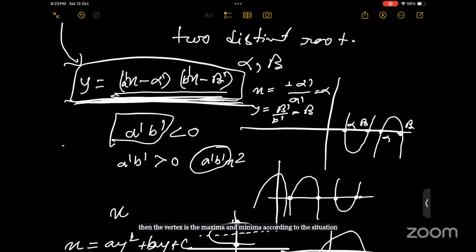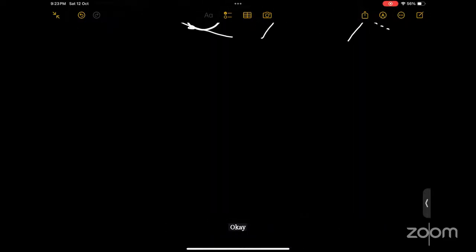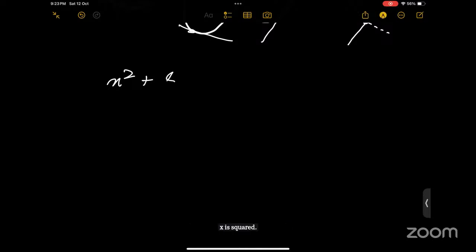If you have a parabola and you are asked to calculate the maximum, how do we solve it? Okay, suppose you have x squared plus 5x plus 6. This is a parabola, right? Suppose you have to calculate the maxima. This is our a, this is our b, this is our c, right?